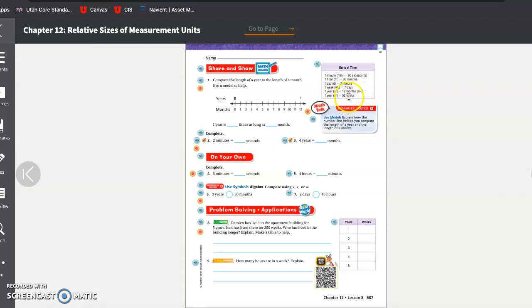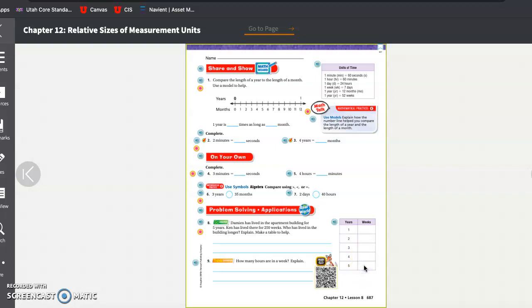So 1 year is 52 weeks. So then right here, you're going to put 52. And then you just solve it. You just multiply from there, right? So one year, 52 weeks. 2 years, 104 weeks. 3 years, 156 weeks. 4 years, 208 weeks. 5 years, 260 weeks.